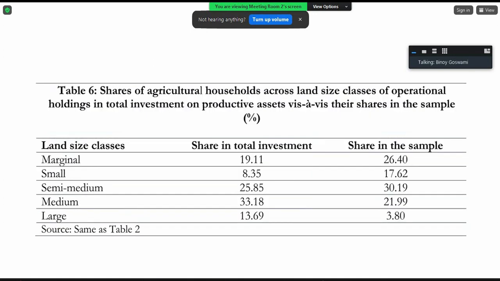We look at the share of investment of a size class in the total investment, and the share of that size class in the sample. This basically says that while marginal and small farmers' share in the sample is high, their share in the total investment is less, and the opposite is the case for the large farmers. So this reflects the inequality in investment. Next one.